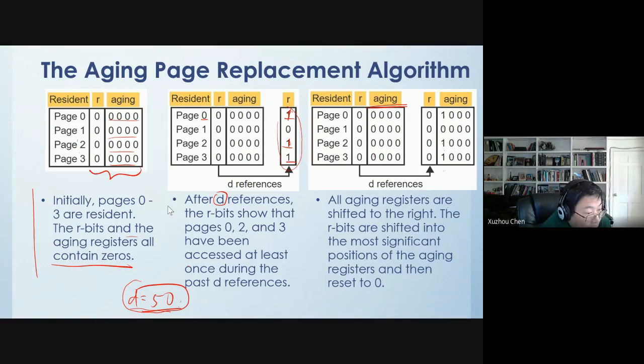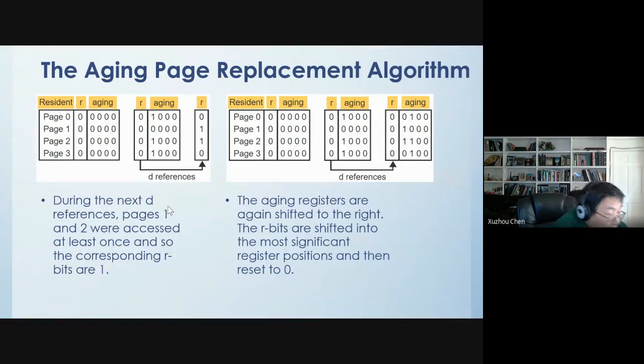And then here comes another 50 references. Okay, the next 50 references. Now page 1 and 2 were accessed. Again, I don't know how many times they have been referenced, but they are referenced. Now page 0 and 3 have never been referenced.